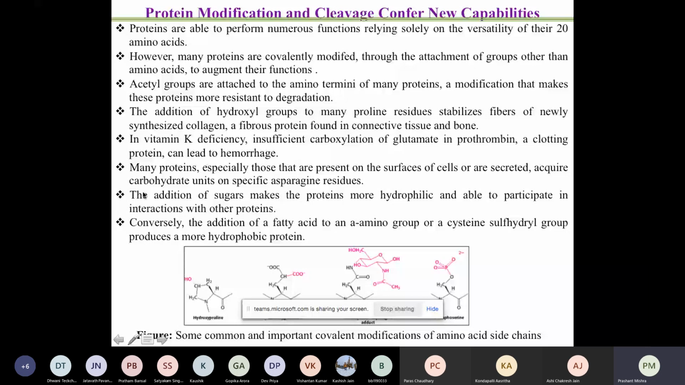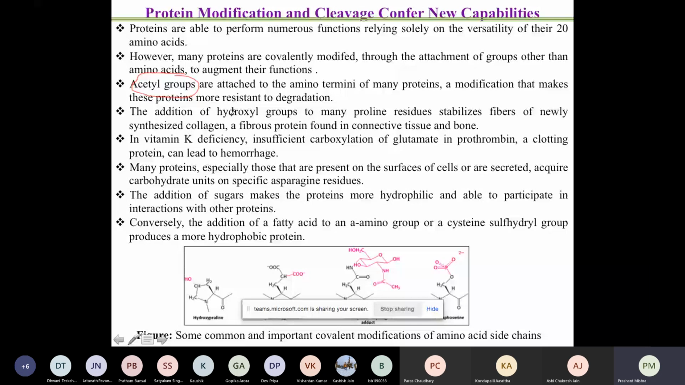There is a very common thing which has been done in protein, and that is done by looking at the groups. Suppose I modify the amino terminal by acetylation. This modification of the protein gives resistance to degradation. Proteins are generally not very stable, and unstable structures are degraded. So if I modify the protein terminus by acetylation, that helps in making them resistant.